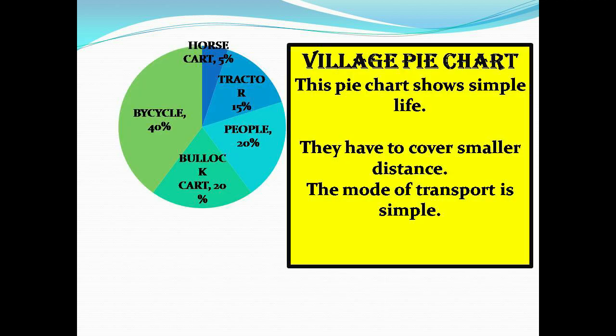Children, here is the village pie chart which shows the ratio of various vehicles used in transportation in a village. In this pie chart, we can clearly see that people prefer traveling by bicycle with 40% and also prefer walking to cover small distances. This shows that the mode of transport in a village is simple and they live a simple life.